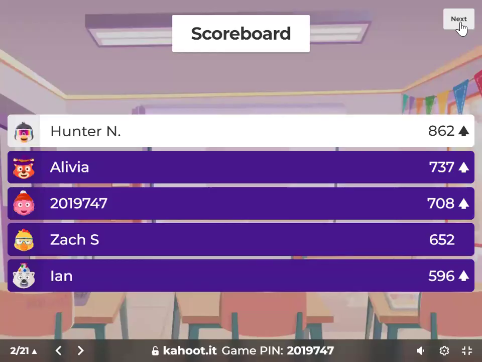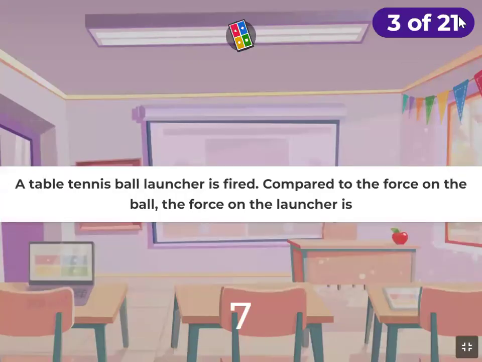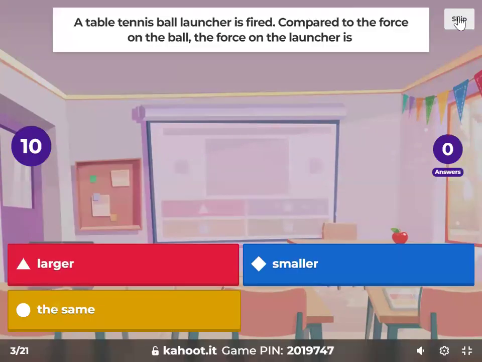All right, we got Ian, Zach, I'll call you Tommy Two-Tone here, Olivia, Hunter. Table tennis ball launcher is fired. Compared to the force on the ball, the force on the launcher is.